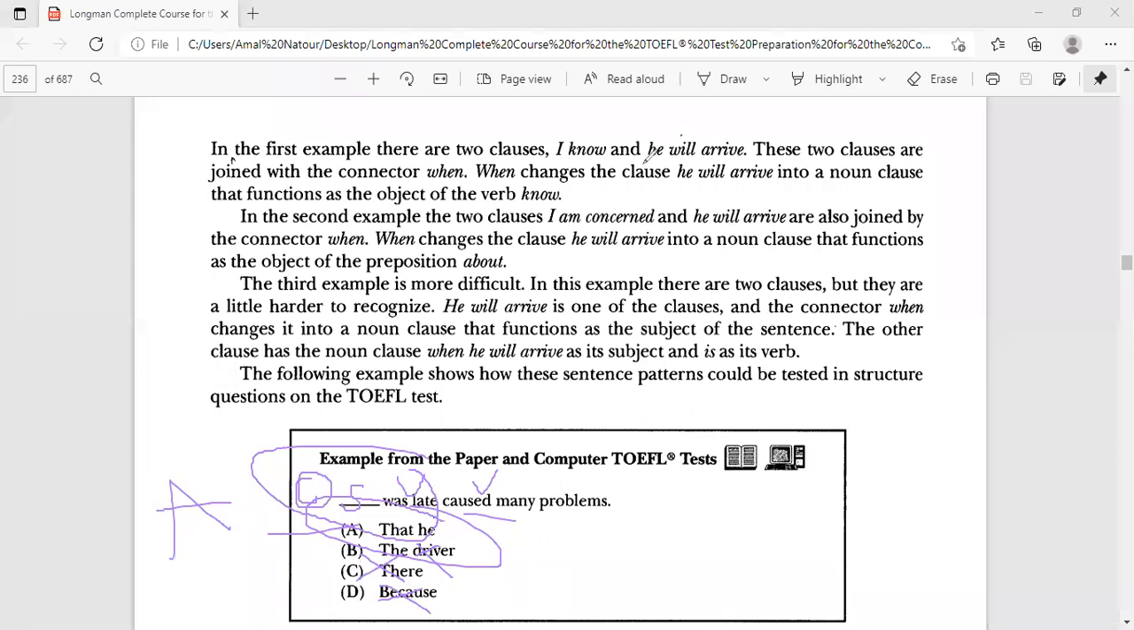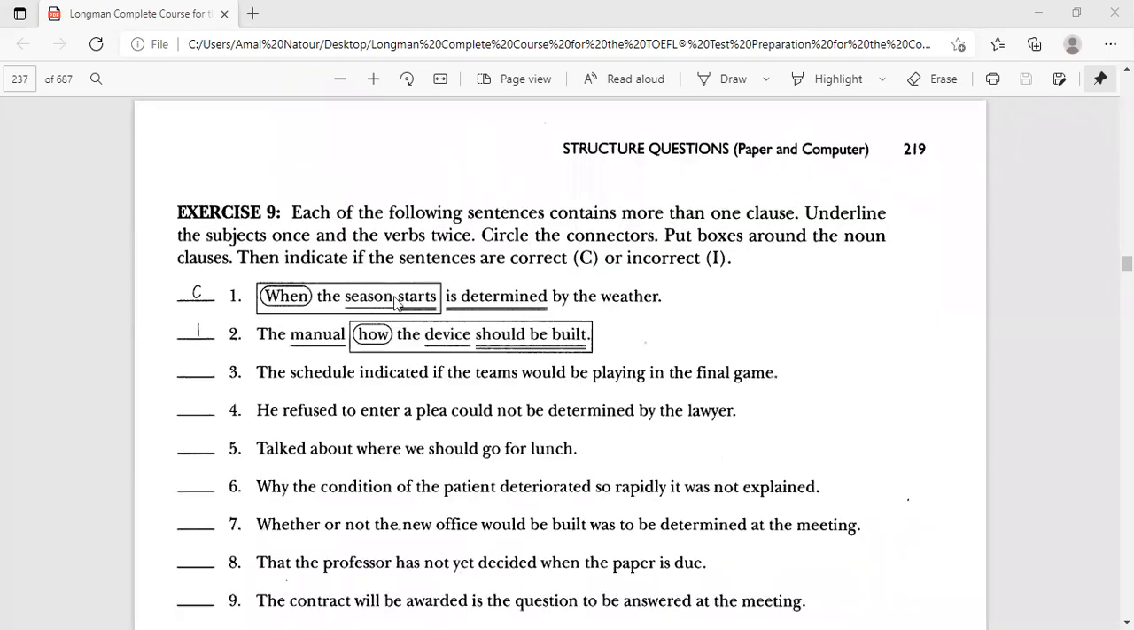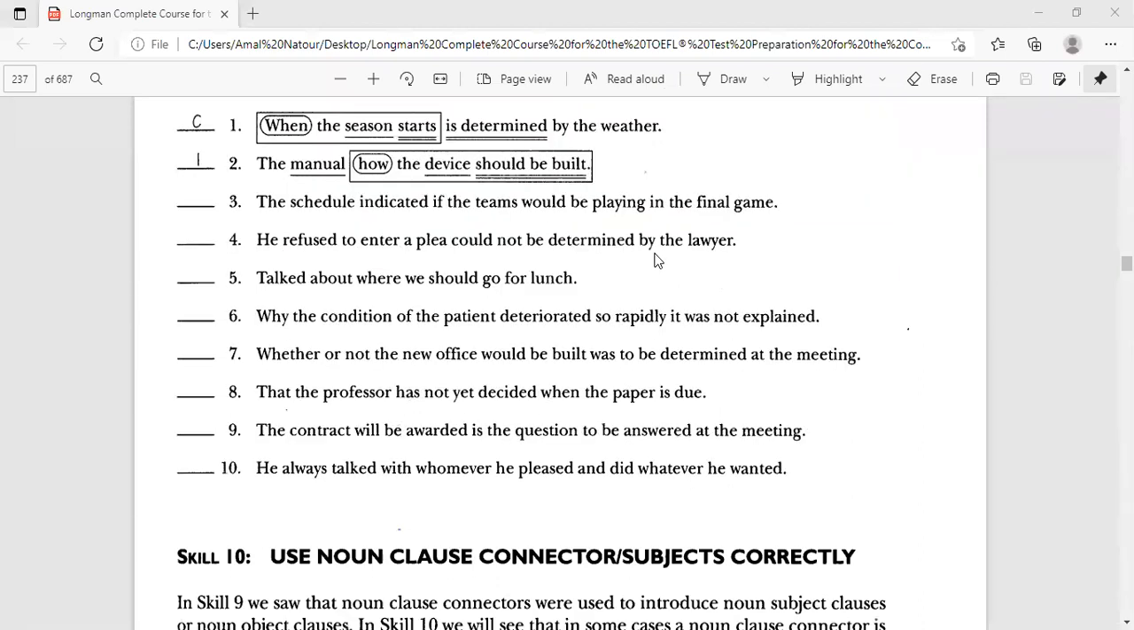If we look also at the other sentences here, see if they are correct or incorrect. Let's look here. I will answer the first two. When the season starts is determined by the weather.